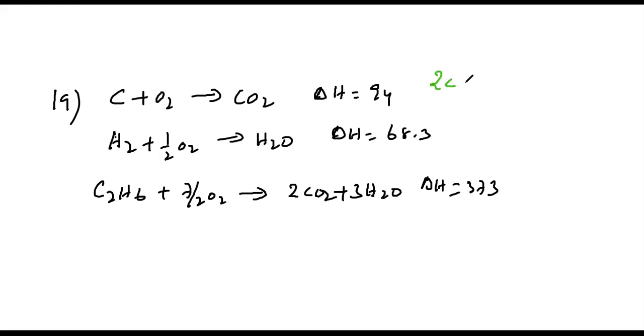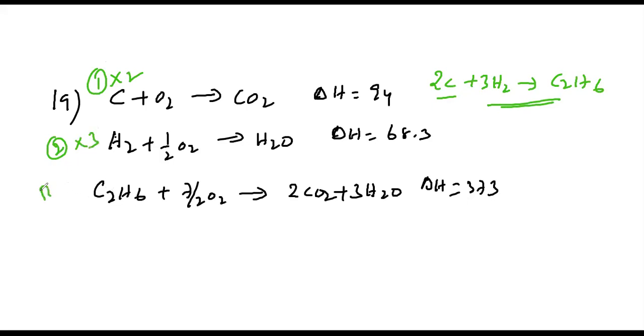The required equation is 2 carbon plus 3H2, the heat of formation of ethane. We have to get 2C plus 3H2 gives rise to C2H6. So how are we going to get it? In the required equation, 2 carbons are there, students. So equation 1 we have to multiply with 2, equation 2 we have to multiply with 3, and we have to reverse equation 3.